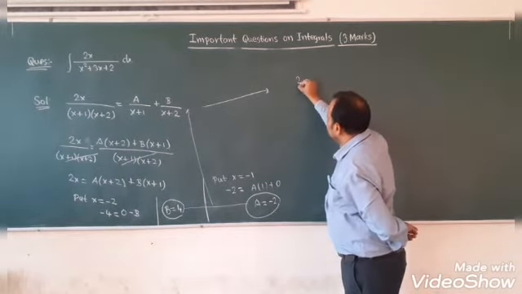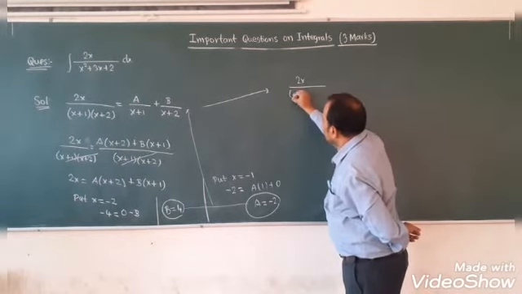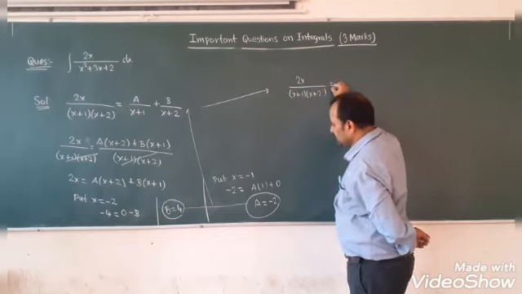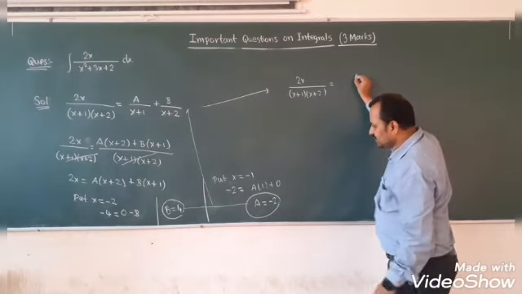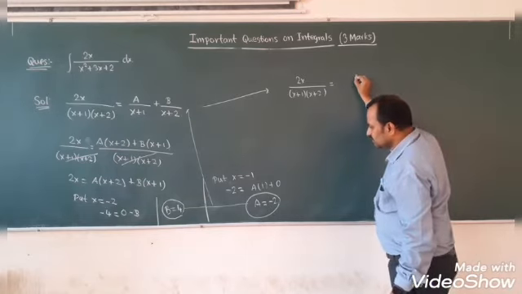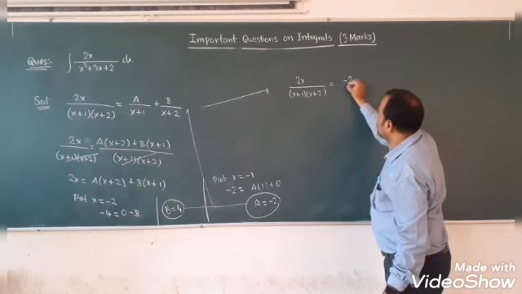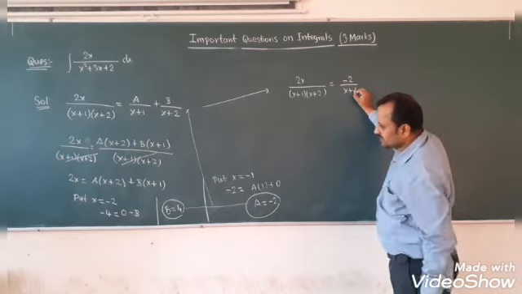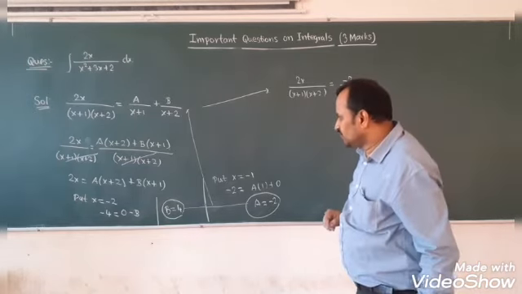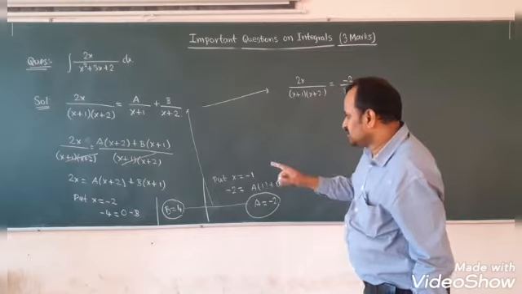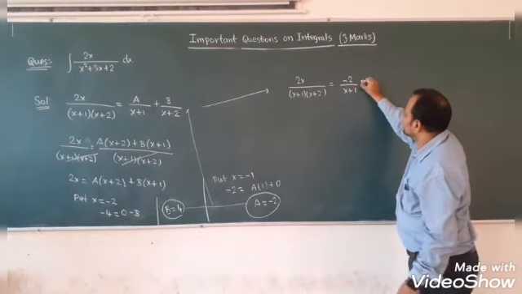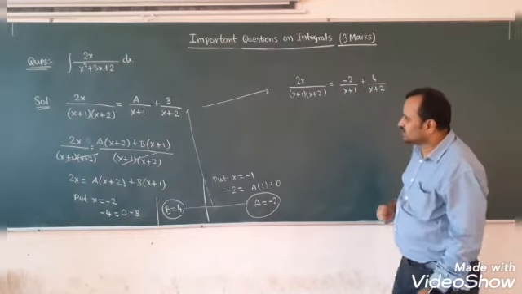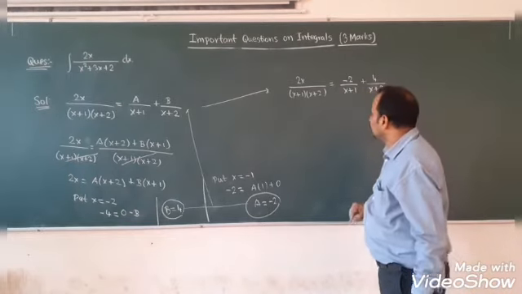So here I can say 2x divided by (x plus 1)(x plus 2) is equal to a. What is a? a is nothing but minus 2 by x plus 1, and b. What is b there? Now b you can see here, b is nothing but 4. So here I can say 4 divided by x plus 2. Now the question is what? Apply integral on both sides.